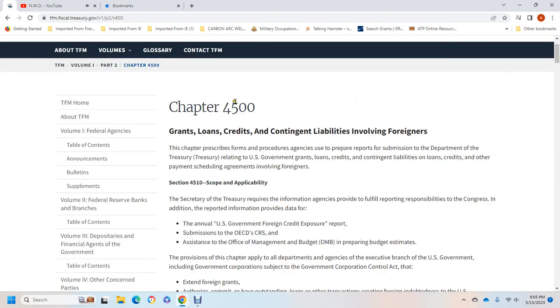And that was Chapter 4500, Granted Loan Credits and Contingent Liabilities Involving Foreigners.